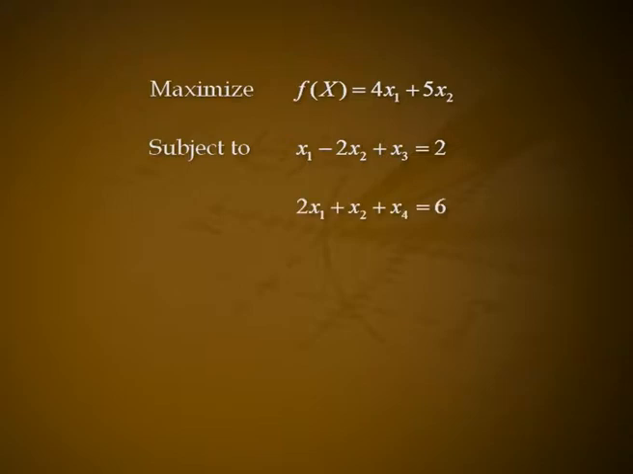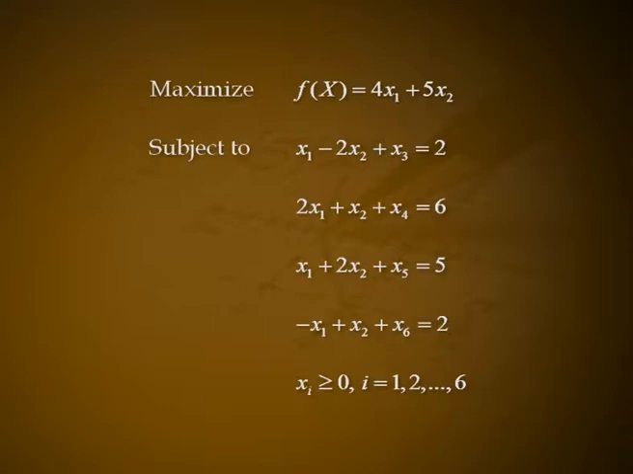Add slack variables to the constraint inequalities and state problem in the general form as follows. Maximize f of x equal to 4x1 plus 5x2 subject to x1 minus 2x2 plus x3 equal to 2, 2x1 plus x2 plus x4 equal to 6, x1 plus 2x2 plus x5 equal to 5, minus x1 plus x2 plus x6 equal to 2, xi greater than or equal to 0 for i equal to 1, 2, etc., 6, where x3, x4, x5, x6 are the slack variables.